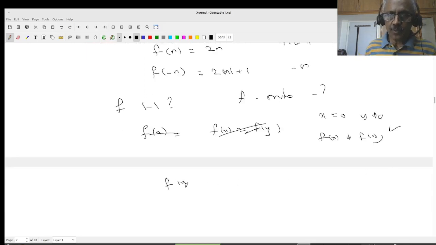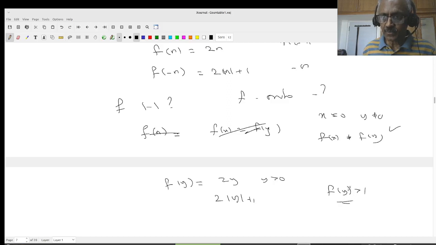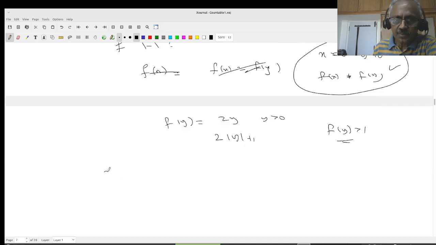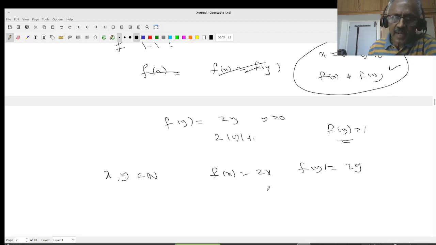So f of y will be either 2y if y is positive, or 2 times mod y plus 1. So in any case f of y is strictly greater than 1, right? Therefore, the next thing is, if x and y both are positive, then also it is clear, because f of x equals 2x, f of y equals 2y, and if x is not equal to y, then f of x is not equal to f of y.